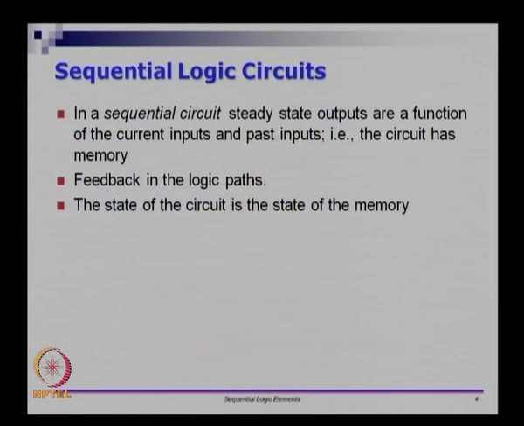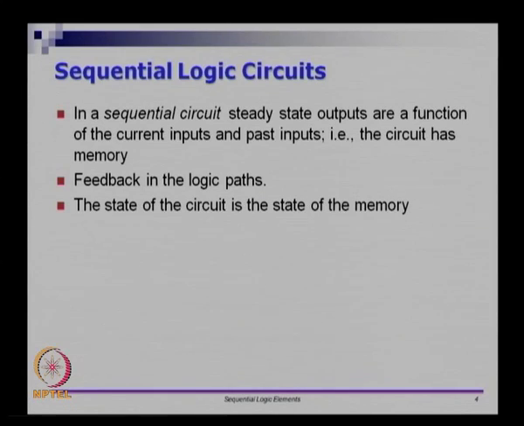So this requires a memory element. We need to remember what the state was even if the input was removed. So there is a crucial difference between what is called a combinational circuit block versus a sequential circuit block. In a sequential circuit, steady state outputs are a function of the current inputs and the past inputs also. So the circuit does have some memory.